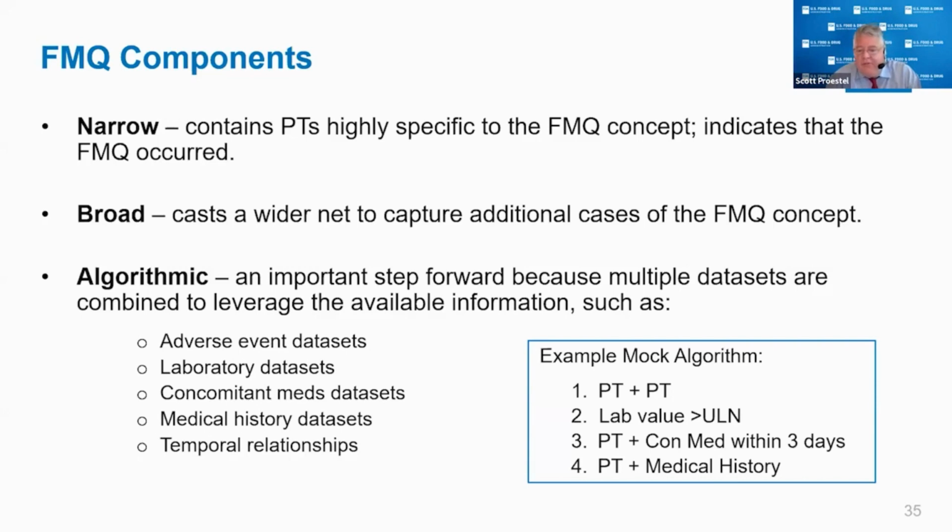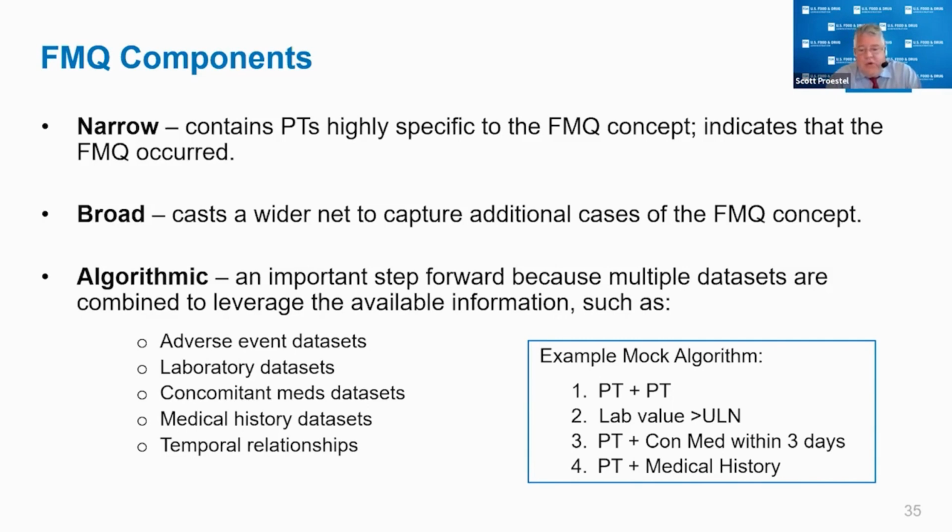It can be combinations of adverse events. So it might be, some adverse events in relationship to the FMQ are just too broad, too non-specific, and so they don't make it into the standard FMQ at all. But what if it happened in combination with another adverse event, really improving the specificity? So you can see here in the first criterion, it's a combination of PTs that together we believe is sufficient for detecting a specific adverse event.